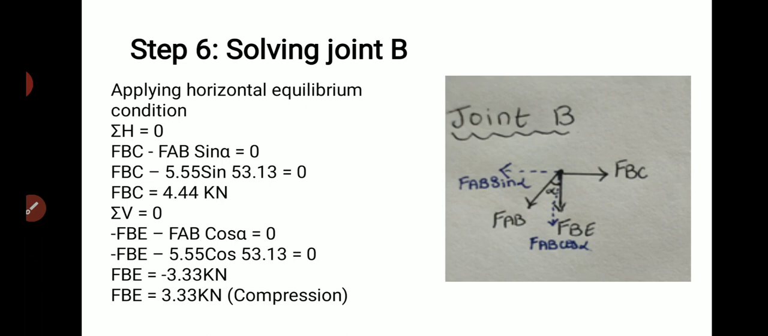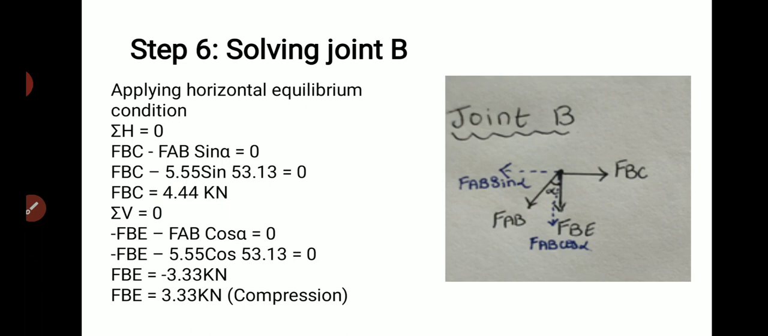Therefore, I also apply the equilibrium conditions here. The first equilibrium condition is sigma H is equal to 0. FBC is acting in the right side direction, hence it is taken as positive. So FBC minus FAB sin alpha is equal to 0, as only two horizontal forces are acting here. Therefore FBC minus 5.55, which is the FAB value, times sin 53.13 is equal to 0. Solving this equation, I got FBC as 4.44 kilonewton.